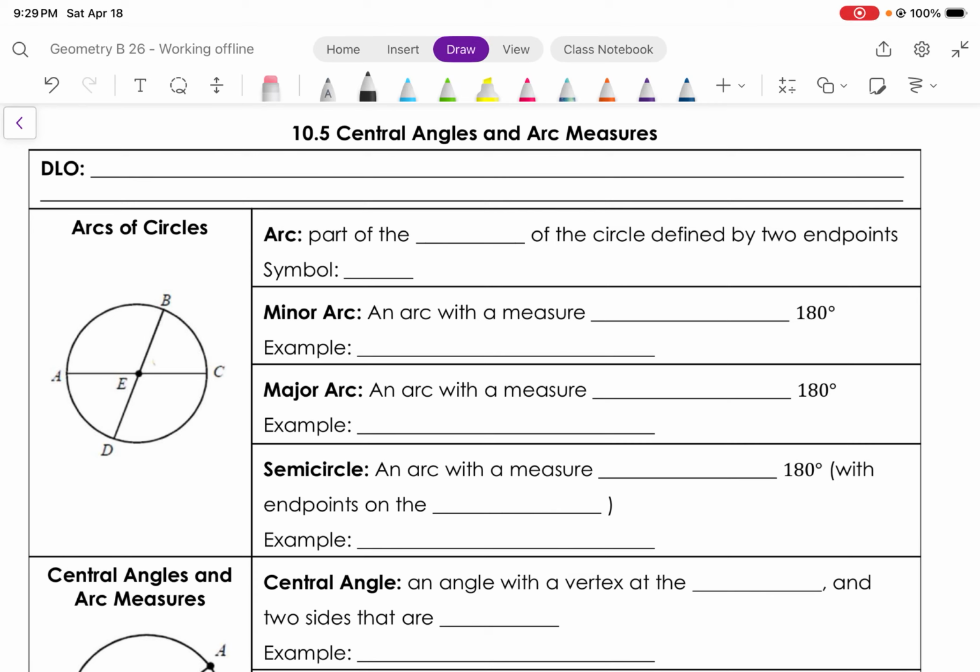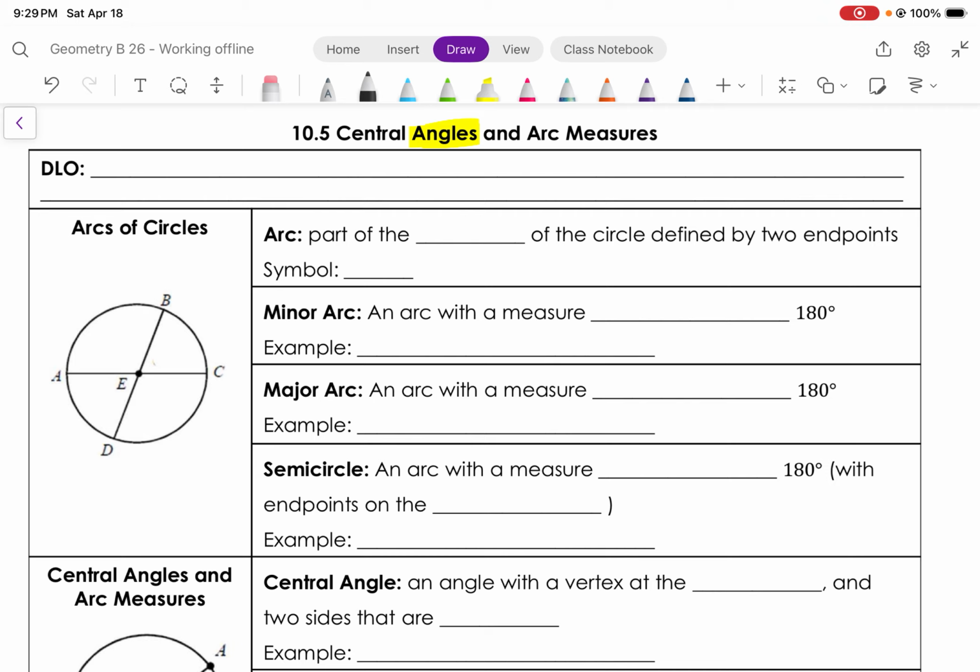Today we're doing 10.5, central angles and arc measures. This is the beginning of the second part of Unit 10. And the main focus for the second part is that we're going to be talking a lot more about angles and different measures of things on a circle. So in the first part, we were talking a lot about line segments and the circumference and the diameter and the radius, and all that's still true, but now we're just focusing on more of the angles.